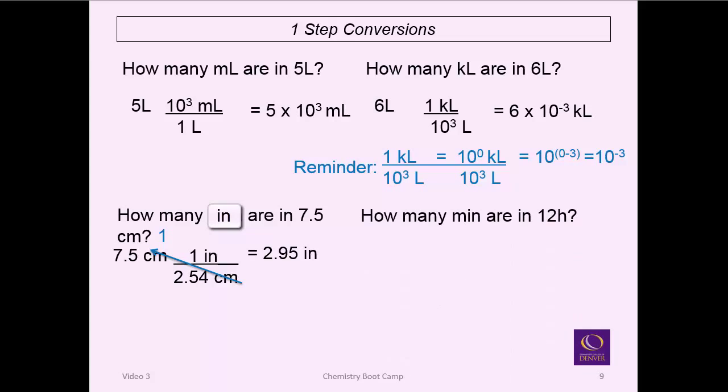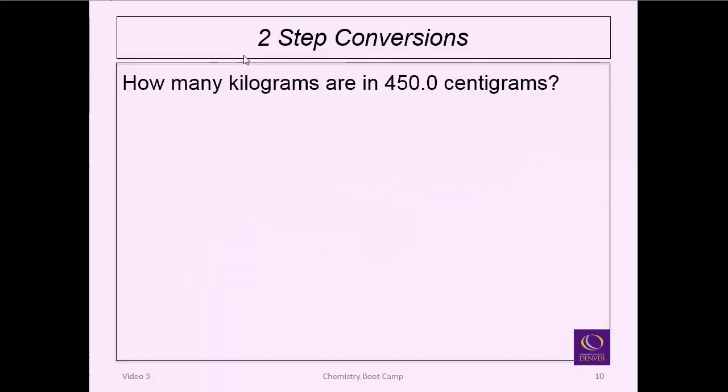How many minutes are 12 hours? 12 hours times 60 minutes per hour, units cancel. 720 minutes. That's a one-step conversion. Okay, what about two-step conversions? How many kilograms are in 450 centigrams?